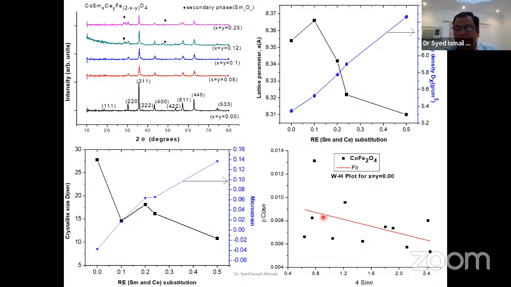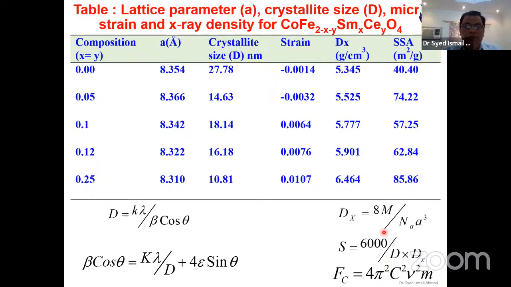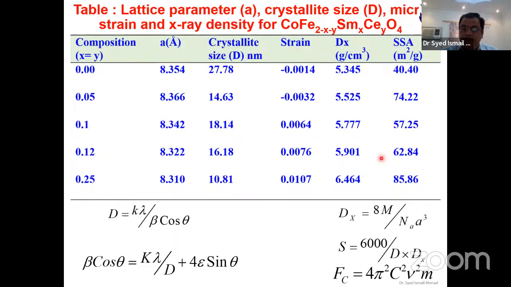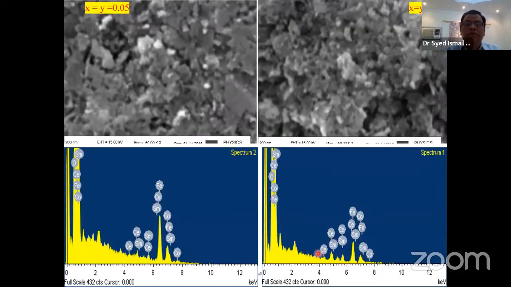And this is the Williamson-Hall plot, and the slope is shown here. These are the equations we have used: Scherrer's equation to find the crystallite size, and strain has been obtained from the slope of this curve. And this is the specific surface area. This is the surface morphology of the synthesized sample.